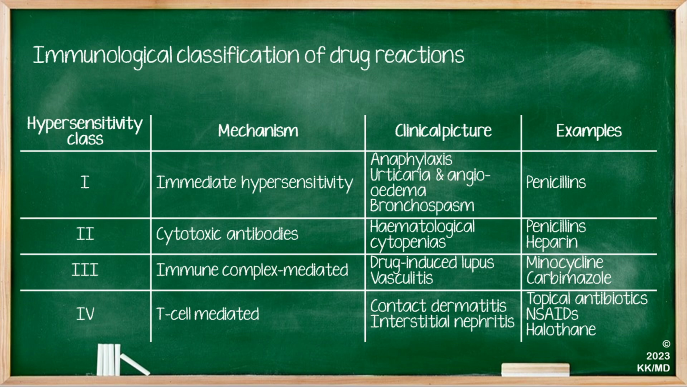So here we have the immunological classifications of hypersensitivity, something which we will delve into in further presentations. But just for the purpose of this presentation, we're looking at the class subtypes in relation to drug reactions. So if we first of all look at hypersensitivity class 1 in the left-hand column, this is an immediate hypersensitivity reaction and is IgE mediated, and the clinical picture is that of anaphylaxis, urticaria and angioedema, and bronchospasm, and a common example of this is allergy to penicillin.